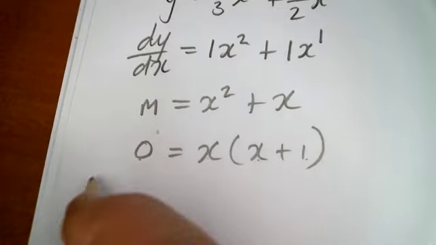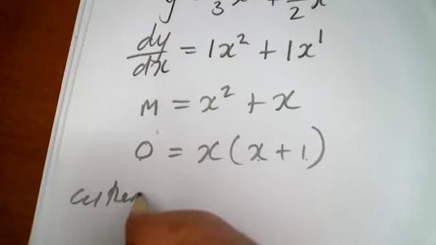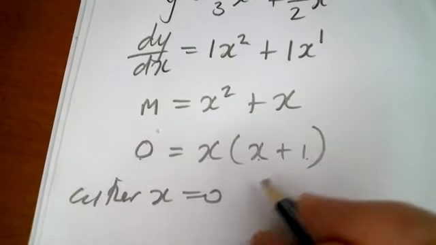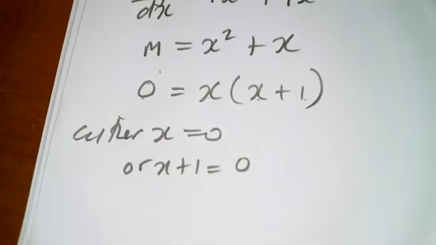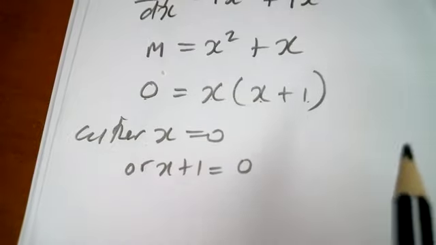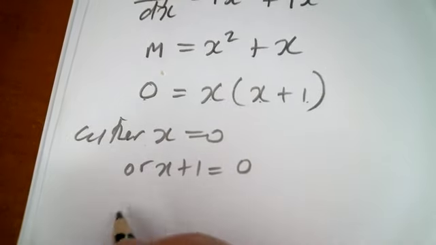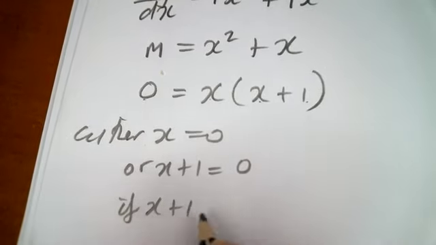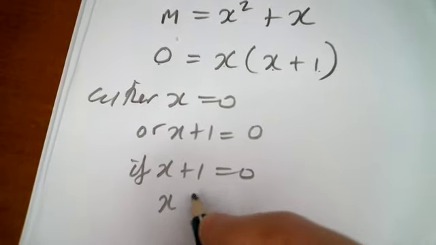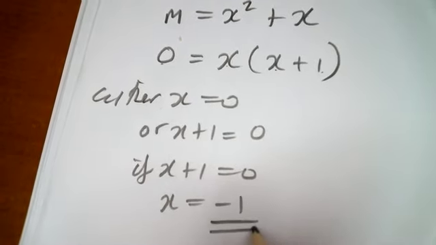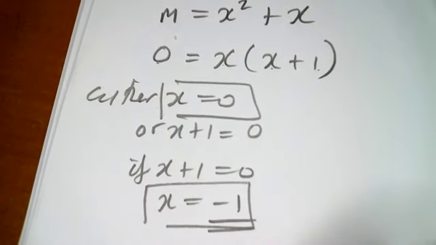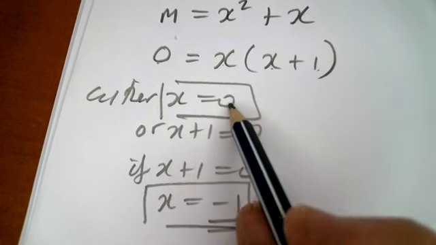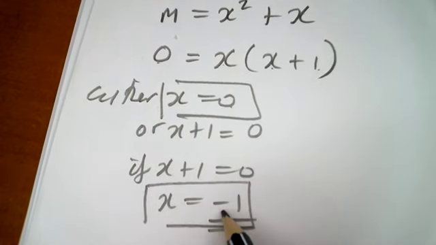So I'm going to write that out. Either x is 0, or x plus 1 is 0, just in the same way we do for any quadratic. And of course, if x plus 1 equals 0, x must equal -1. So I've got a value for x and another value for x. So far we've got turning points where x equals 0 and x equals -1.